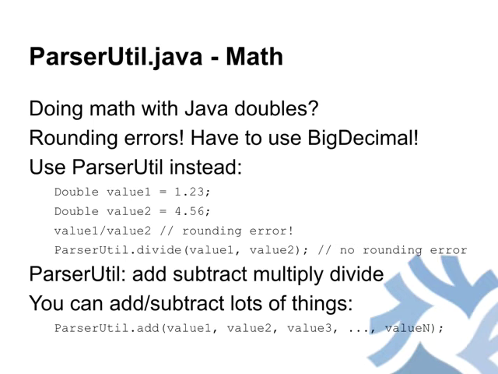In this example, the two values, if they're divided, will often give you a rounding error. But if you call ParserUtil.divide with those two values, the rounding error isn't present. Some of the methods support passing in several values. For example, the add can pass in any number of values and it will give you the sum of those values.